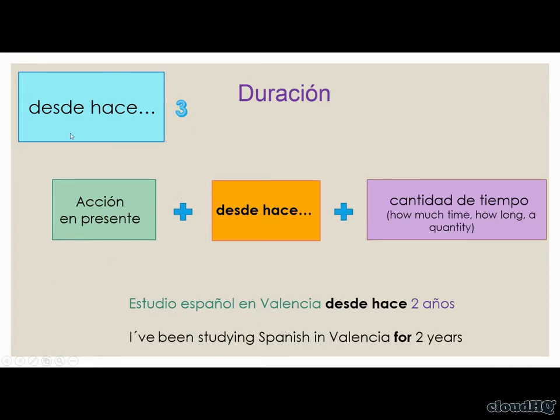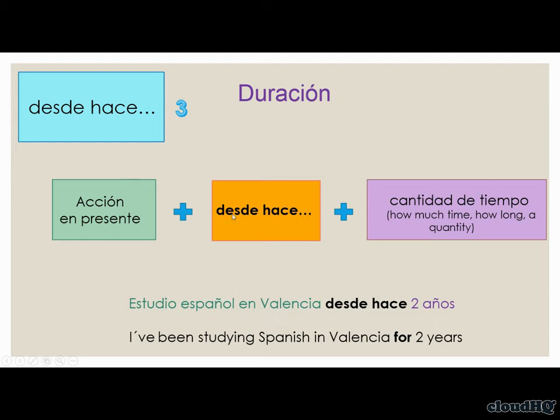Y 3, finalmente, desde hace, which is a little bit different. It's like a combination of desde and hace together. And it's again to express this idea of for, how long. So we start with the action, acción en presente, estudio español en Valencia, still the action in the present, and in English we have been studying.